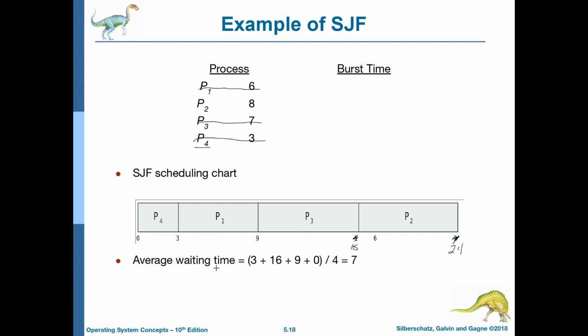So if we take the average wait times for these, process 4 waits for 0, process 1 waits for 3, process 3 waits for 9, and process 2 waits for 16. Add those together and divide it by 4. Here is our average wait, which is also the same as our response time in this particular algorithm.